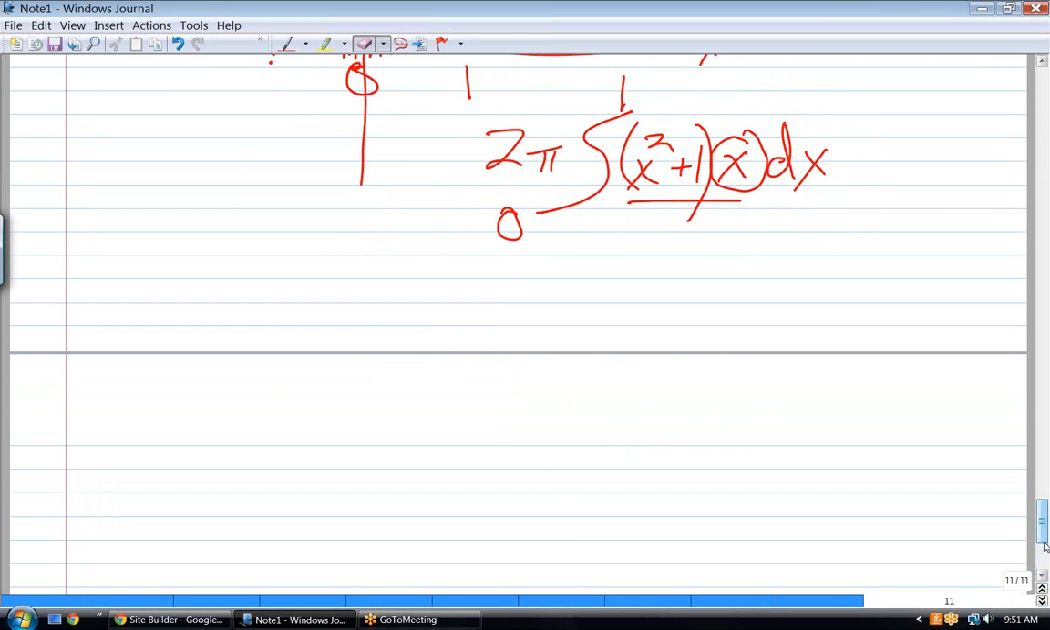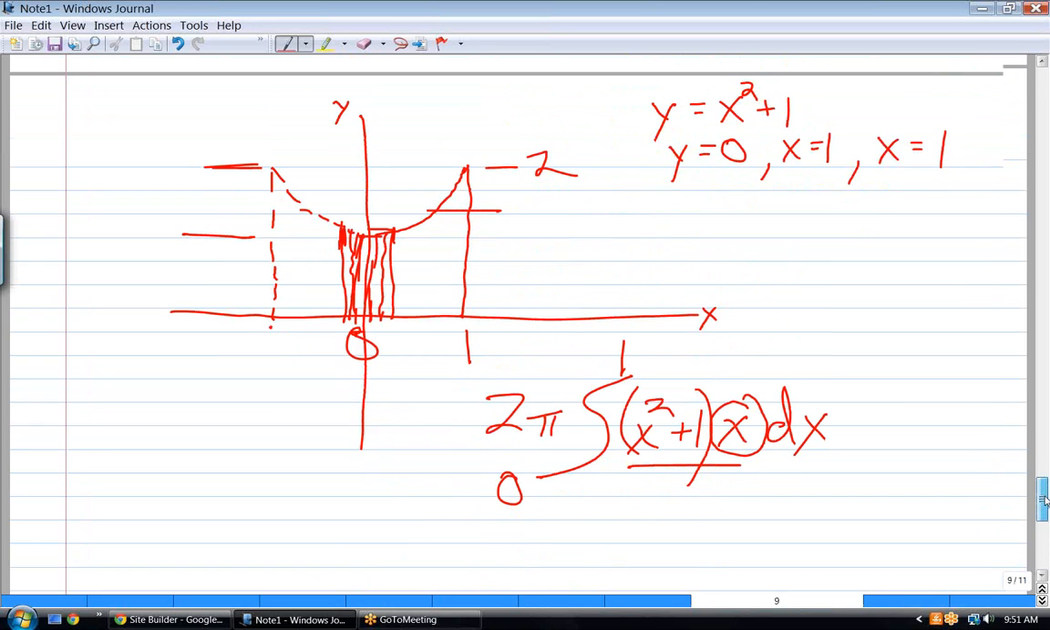There it is. So let's multiply the x. So I end up with 2 pi from 0 to 1 of x cubed plus x dx. I'm sorry, I mean the washer method. Washer integral? Okay.